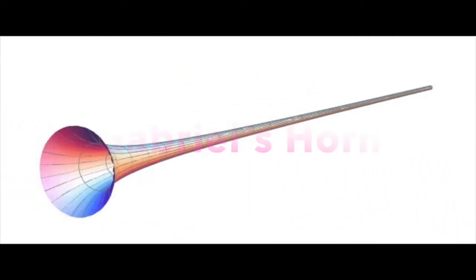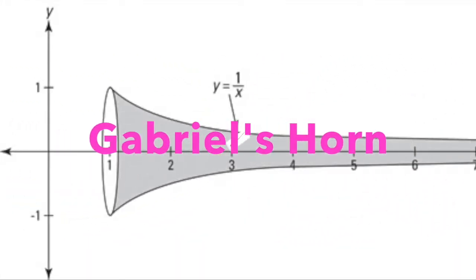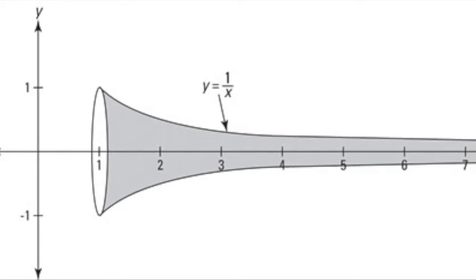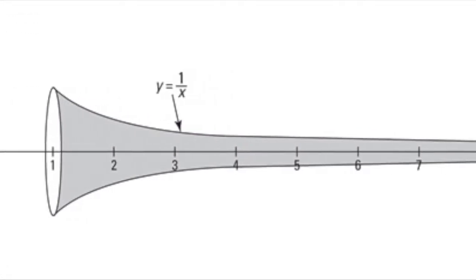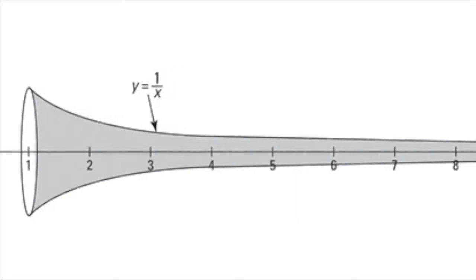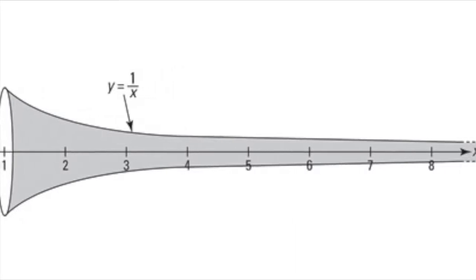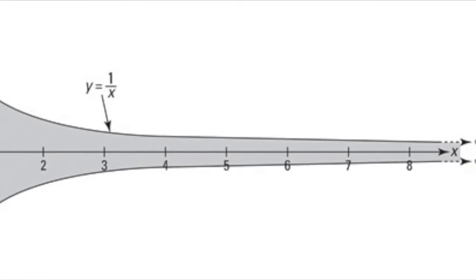Here's a question. Is there a solid with infinite surface area but finite volume? If you've seen the title card, you'll know the answer is Gabriel's horn. This is a solid that's usually created by revolving the curve y equals 1 over x around the x-axis. We're going to show you in this video just exactly how it's possible to get those dimensions.